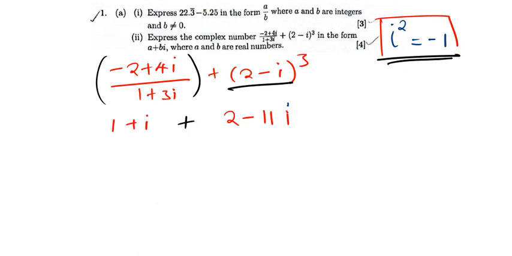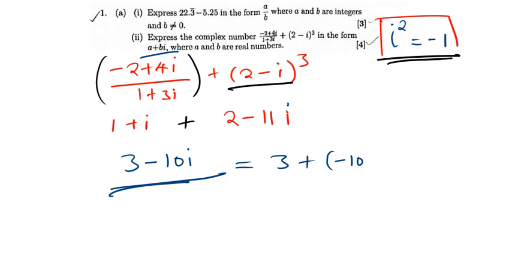So 1 plus, we just collect like terms when you're adding and subtracting. So 1 plus 2 will just be a 3, and i minus 11i would just be a minus 10i. So we've expressed it in the form of a plus bi, where a and b are real numbers. This is our a, that is our b. Okay, so you want it to be in the form of a plus bi explicitly, so you can say 3 plus negative 10, right, i. That's still sufficient, right?